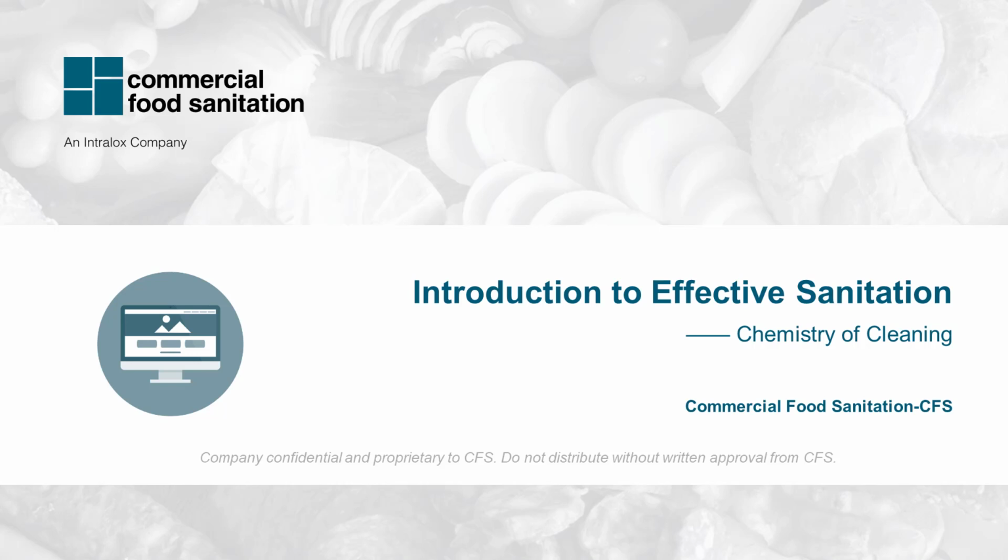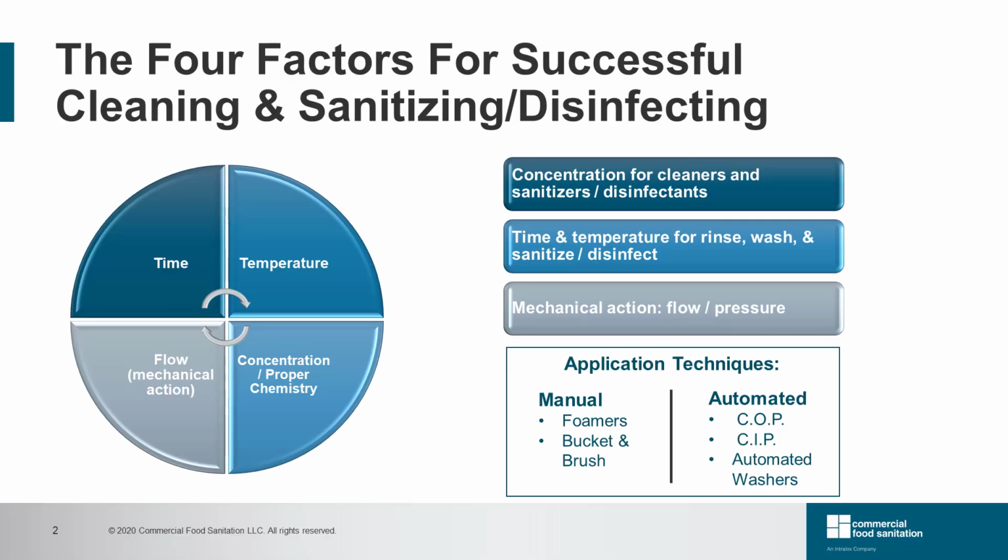Today I will share my knowledge about cleaning chemistry with you. I hope that with this training you will understand the factors that should be considered when choosing the right cleaning chemicals and sanitizer. To begin, there are four major factors that affect cleaning and sanitizing: time, temperature, appropriate chemicals and their concentrations, and mechanical action. These four major elements work together and influence each other during the cleaning process.